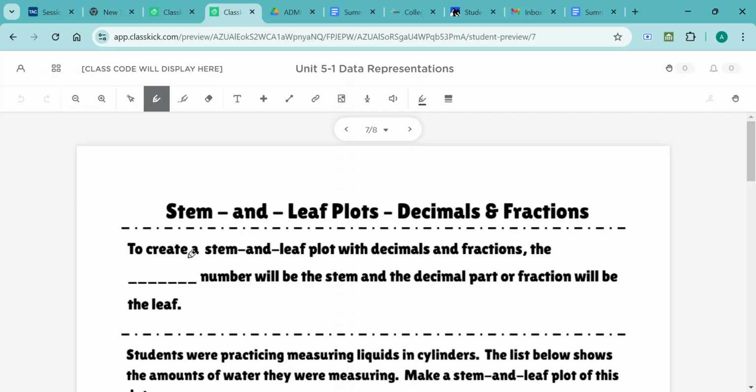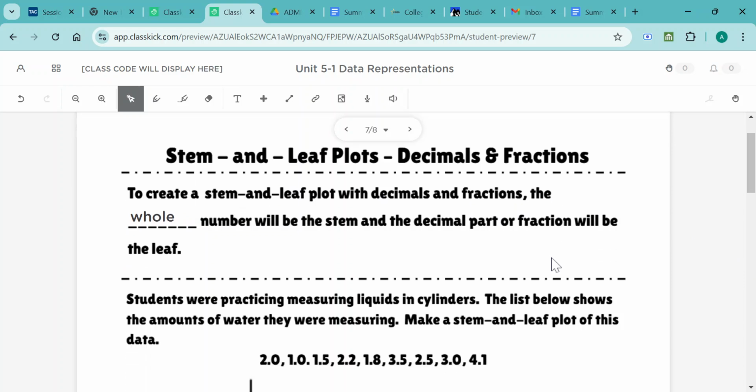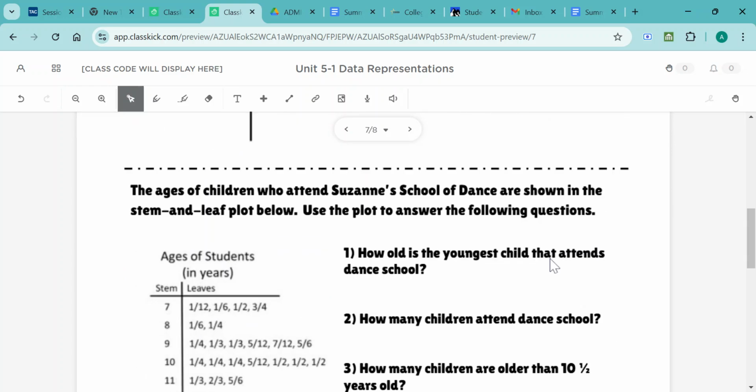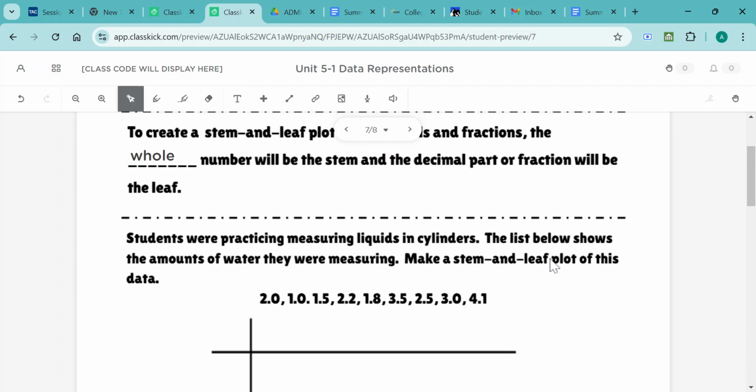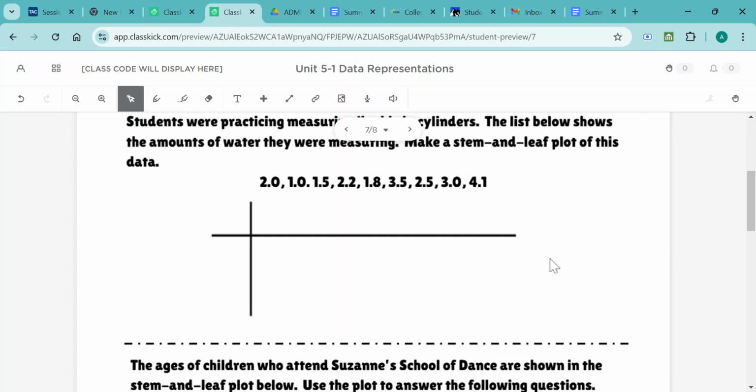So let's go ahead and look at how to do this with decimals and fractions. To create a stem and leaf plot with decimals and fractions, the whole number will be the stem. And then the decimal part or fraction will be the leaf. Okay, and it's still kind of the same thing. You're still pushing the numbers together.